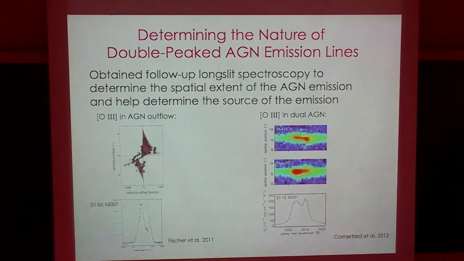So whereas outflows and dual AGN can both have these double peaked profiles that are hard to tell apart, their 2D spectra can look very different. For the outflow, it's very extended. For the dual AGN, it can be very compact. So you have two emission components associated with the double peaks that are just tight instead of spread out like the outflow. So by doing follow-up long slit spectroscopy of the Sloan sample, we can get this sort of information to help us figure out what's producing the double peaks.